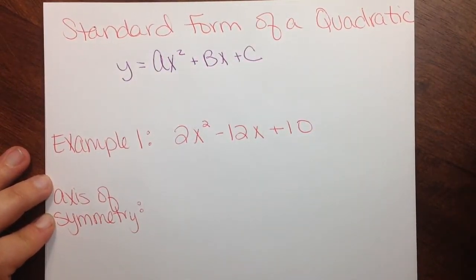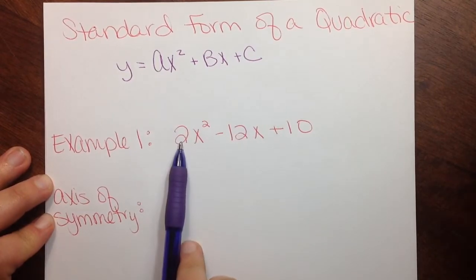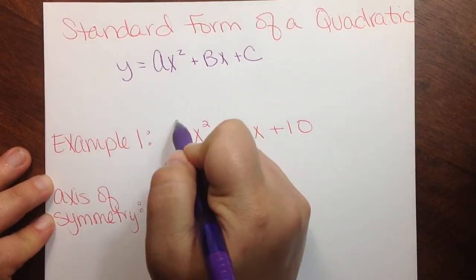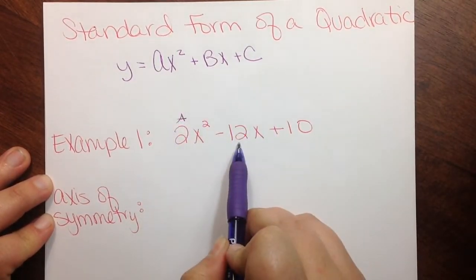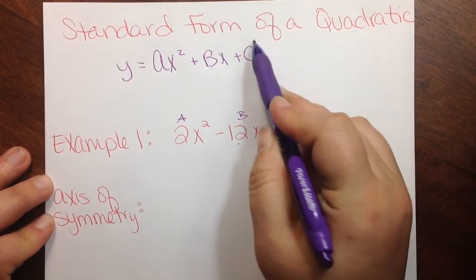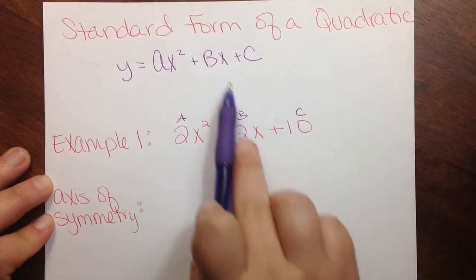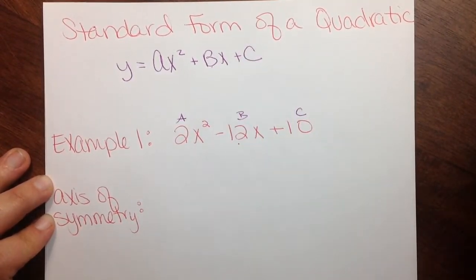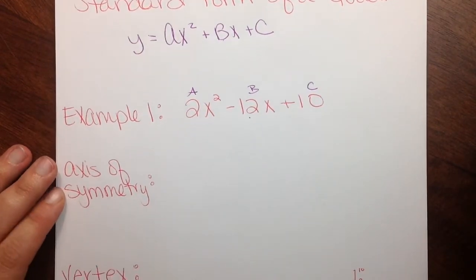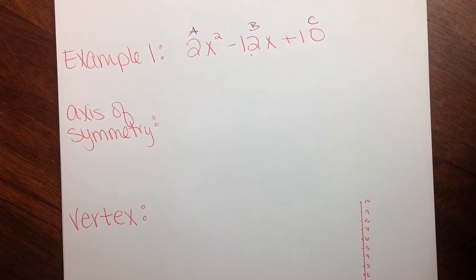So I always say the first step is to write your formula. So if we look, this equation matches this equation. So that means I can label this 2 as an A. I can label this negative 12 as a B. And I can label 10 as a C because they're in the same order: x squared, x, constant, okay? So that's the first step. Always the first step is to go ahead and label your equation with the proper letters.